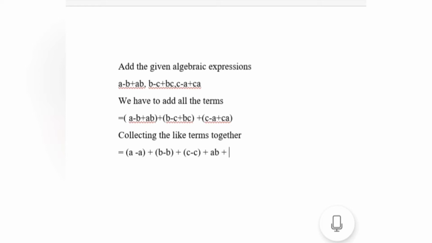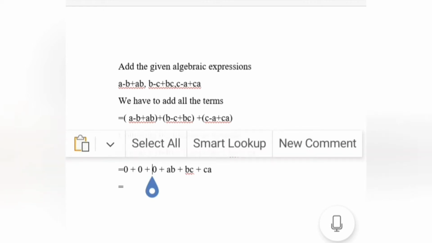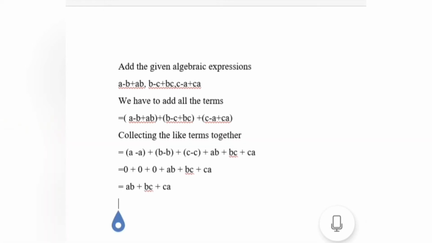plus BC plus CA. Now A minus A, both are like terms, so they will cancel and we will get A minus A equal to 0, plus B minus B equal to 0, plus C minus C equal to 0, and the rest of the terms are AB plus BC plus CA. So the answer we are getting is AB plus BC plus CA.